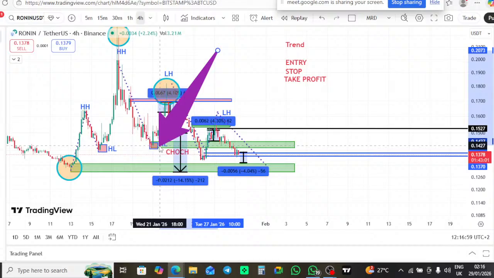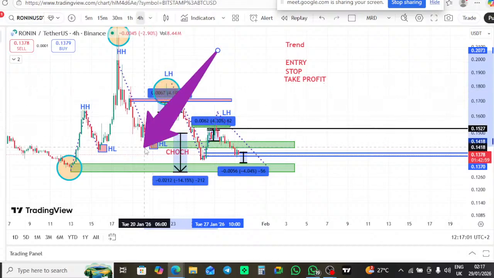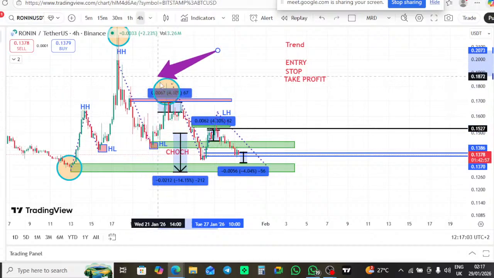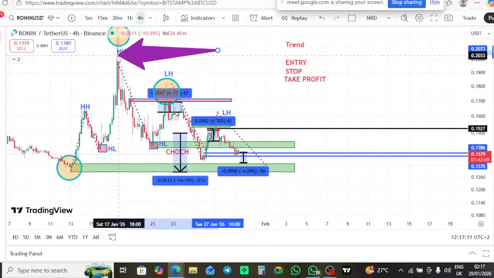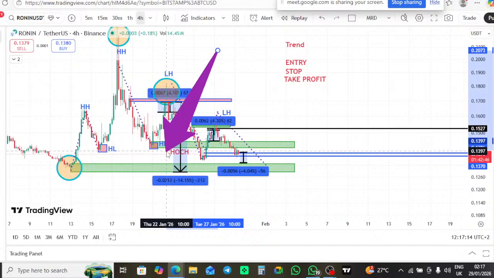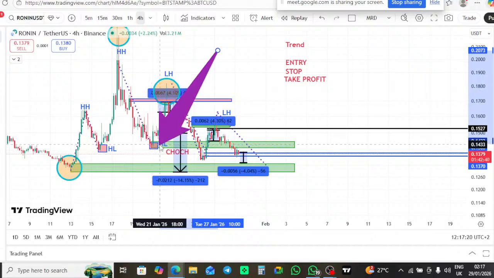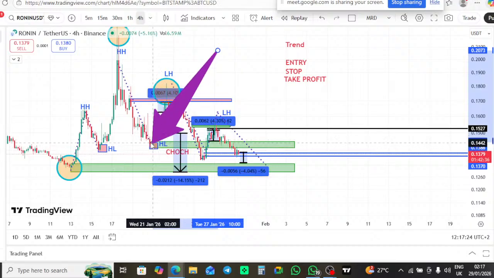Are we together? For us to confirm that this point is no longer interested in breaking this, it is when we form the change of character. And I told you, mark at this point, which is the previous higher low. Put the line.